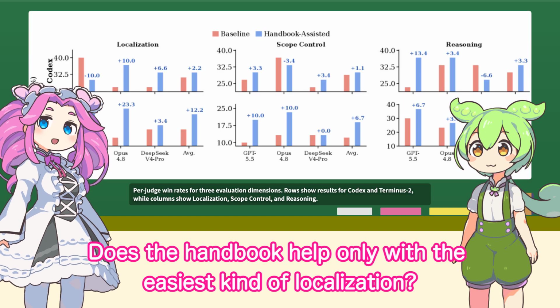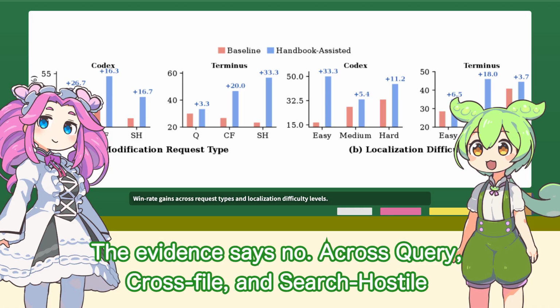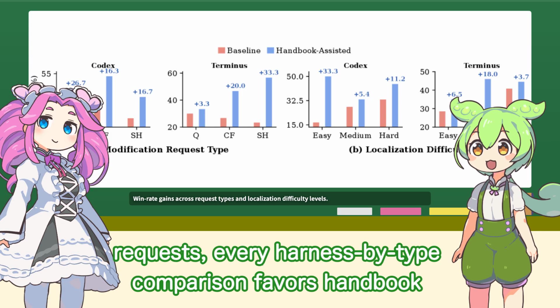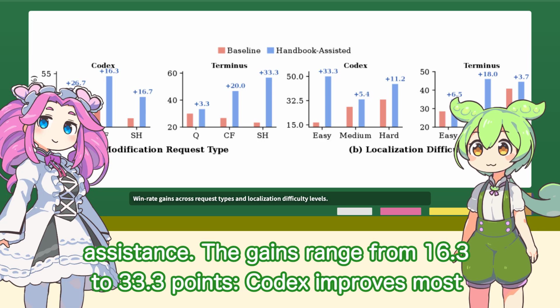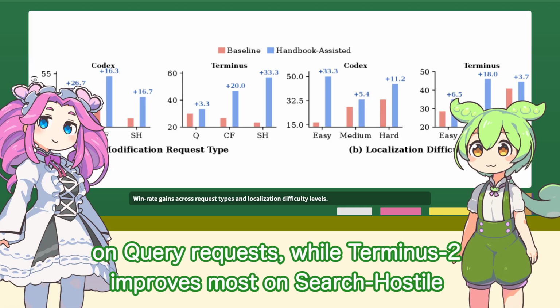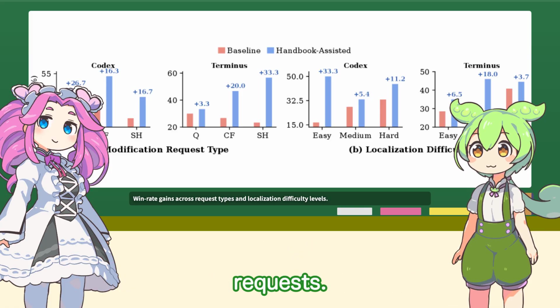Does the handbook help only with the easiest kind of localization? The evidence says no. Across query, cross-file, and search-hostile requests, every harness-by-type comparison favors handbook assistance. The gains range from 16.3 to 33 points. Codex improves most on query requests, while Terminus 2 improves most on search-hostile requests.